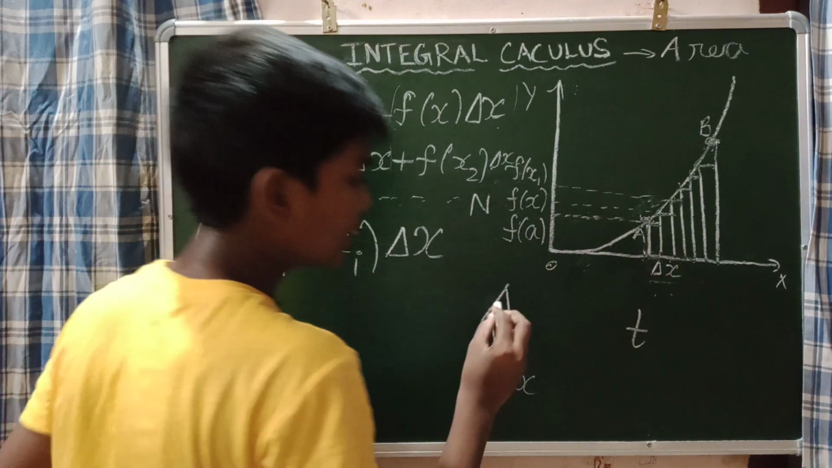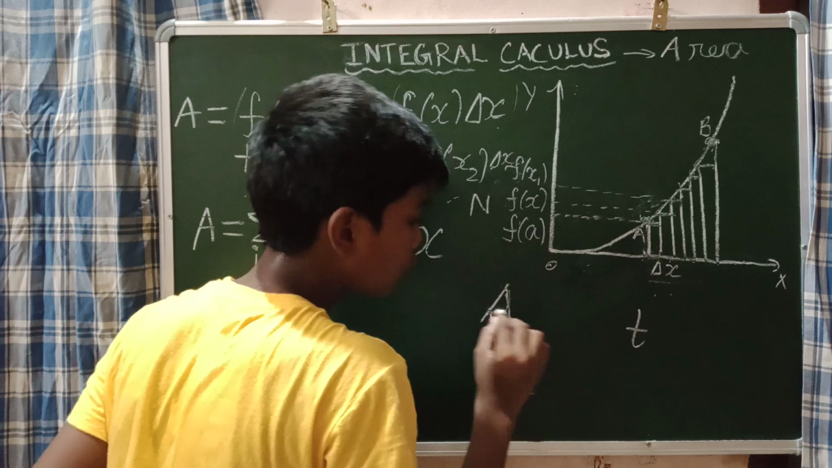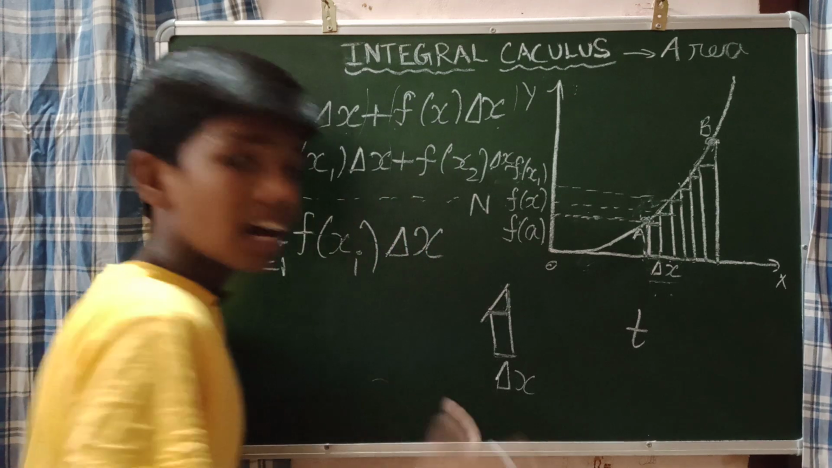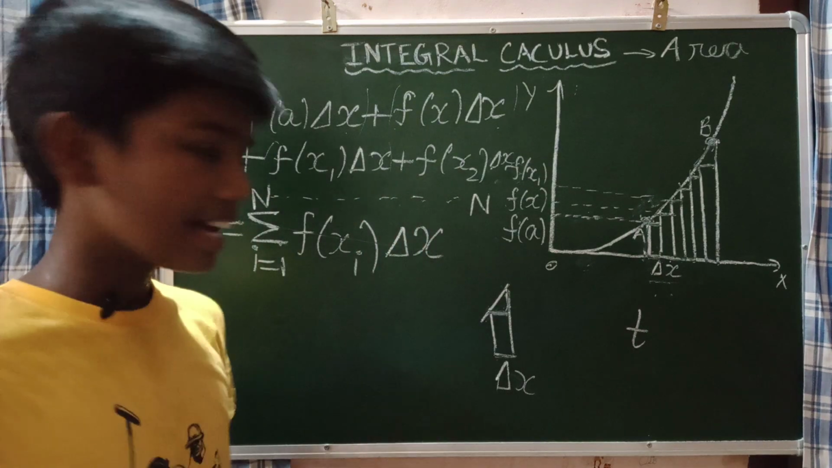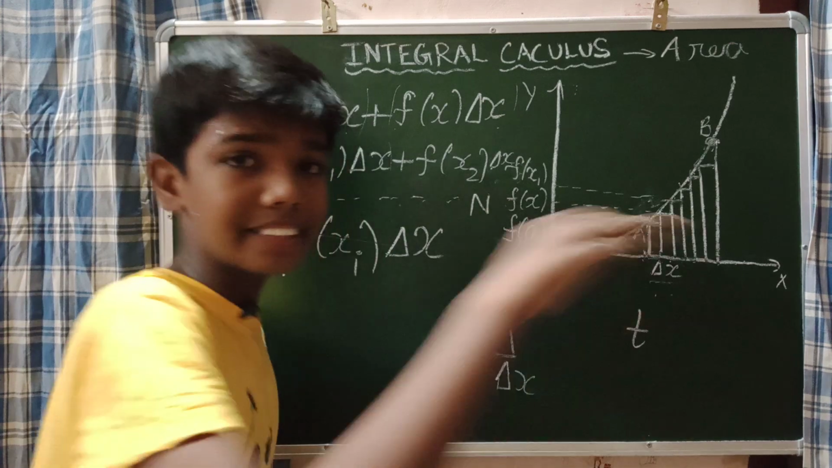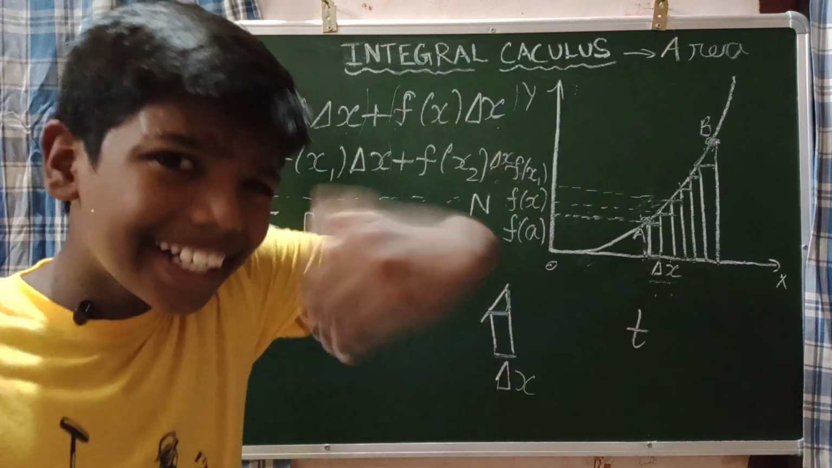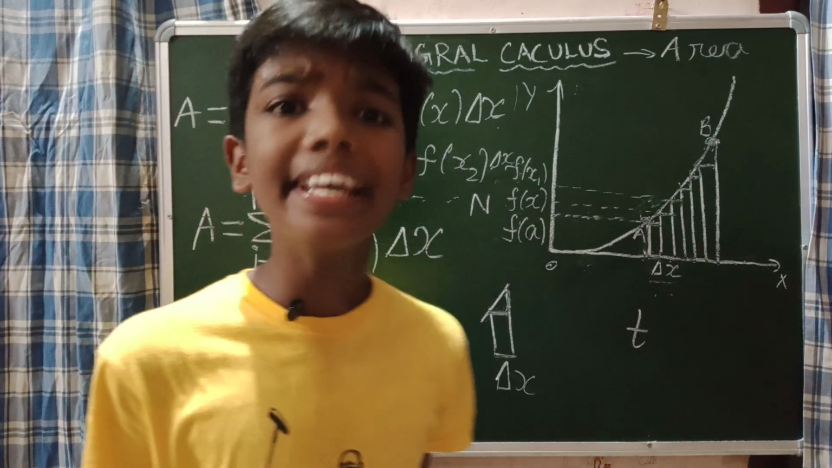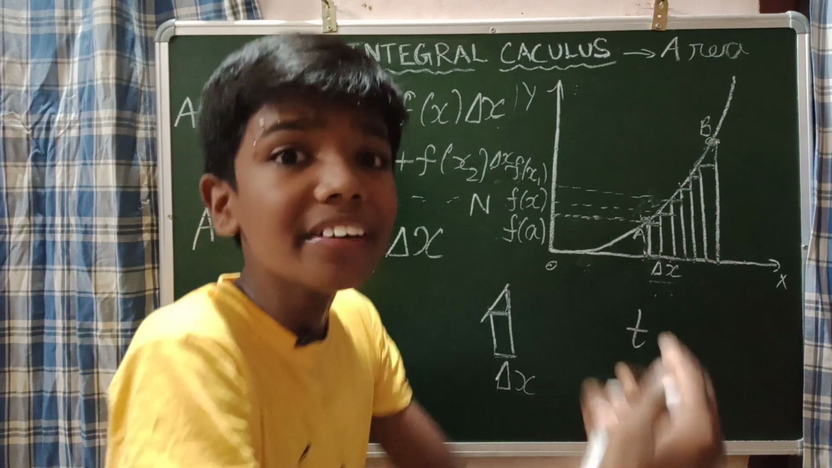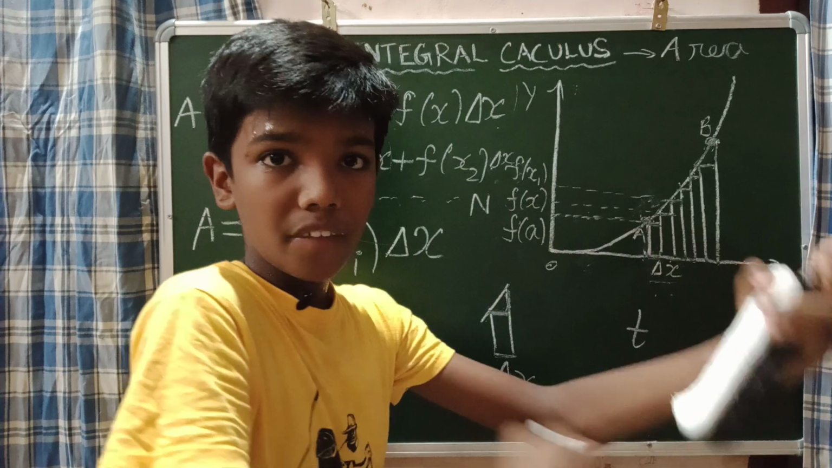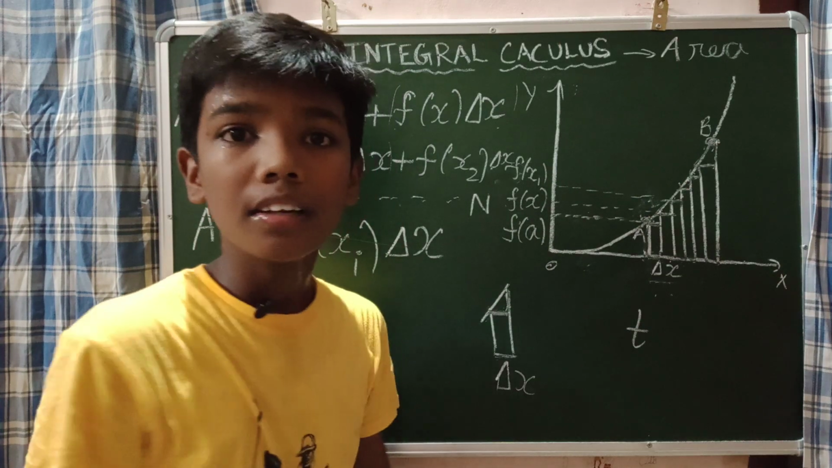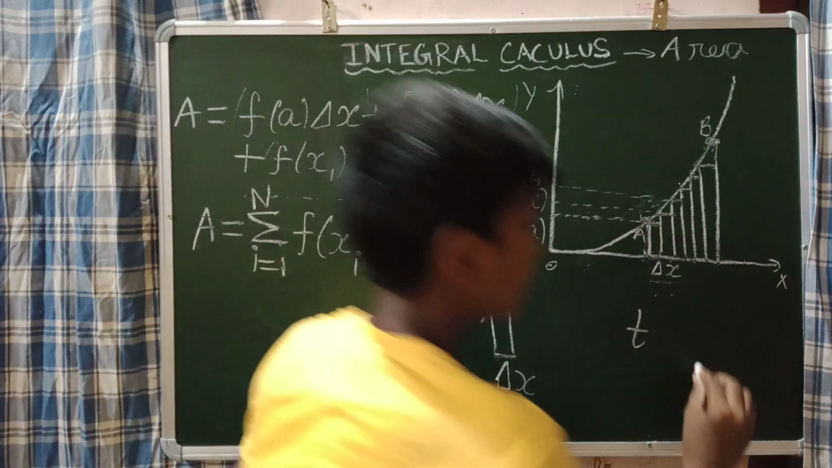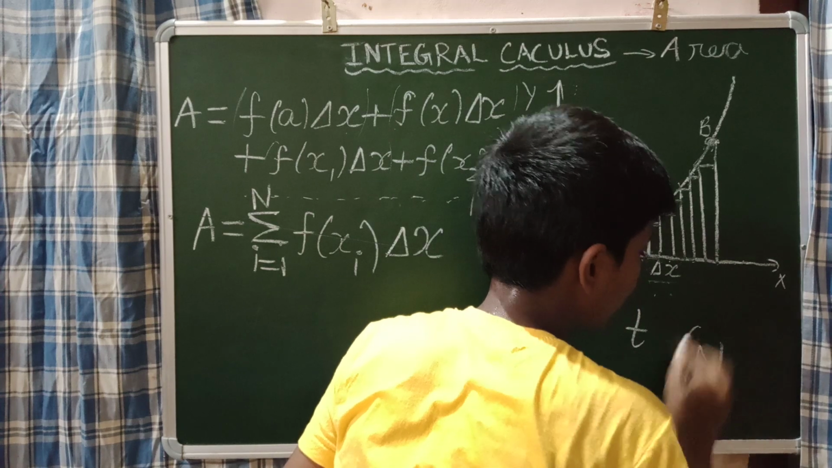Now we did not add this triangle area. But how do we find the accurate area? We are going to take out this triangle, we are going to decrease this triangle. How we are going to decrease it is, we need to increase the number of strips.